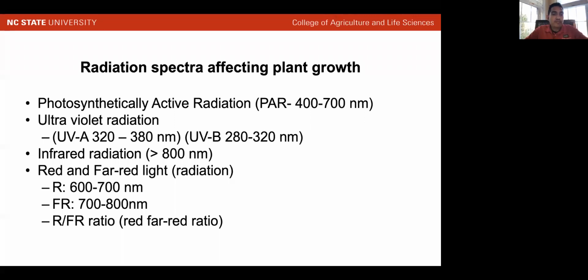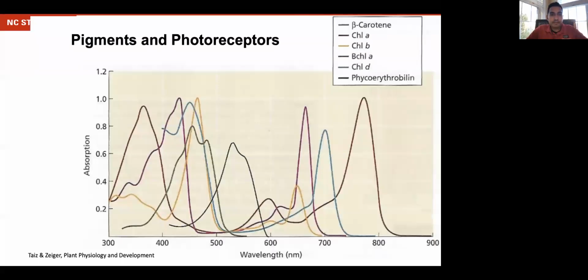Then you have your red and far red radiation, with red between 600 and 700 nanometers, and far red between 700 and 800 nanometers. And the ratio between those two elicits different plant responses.